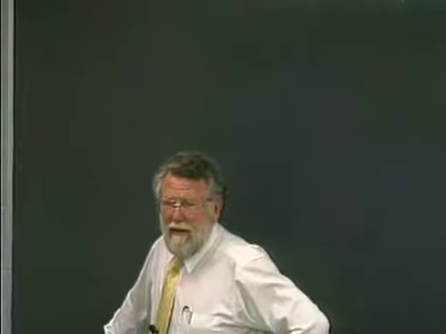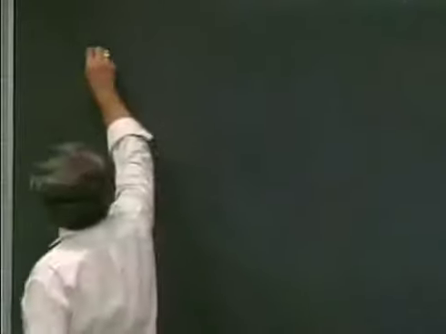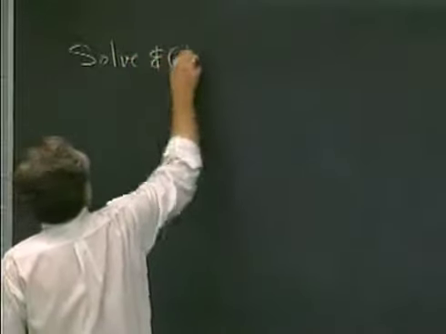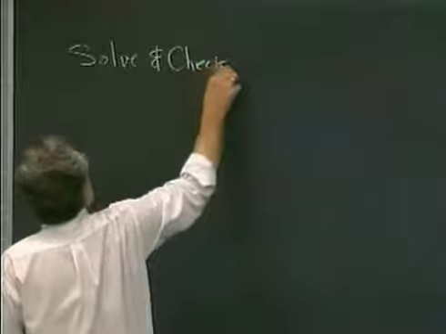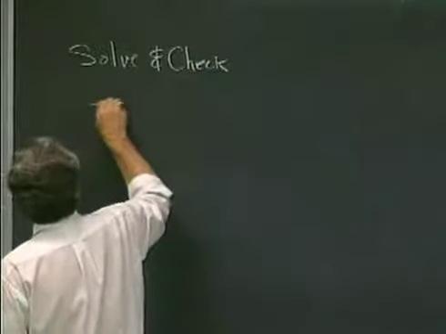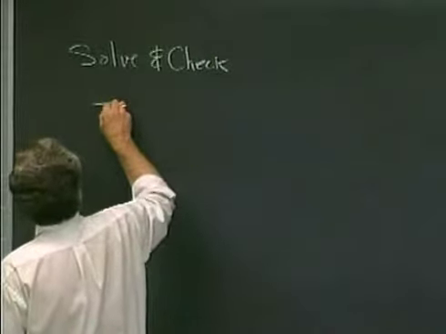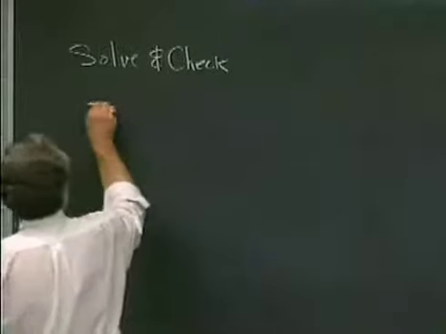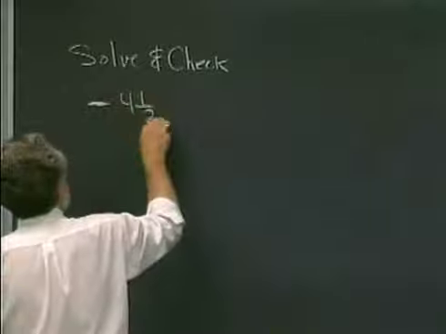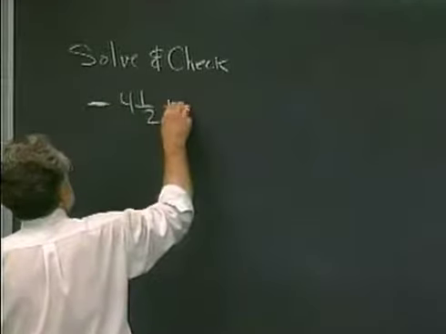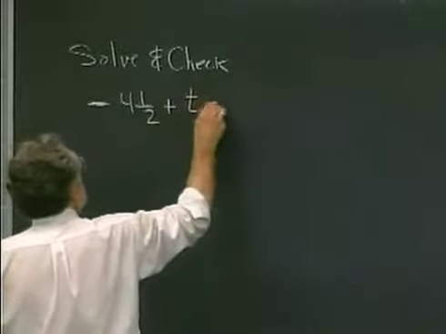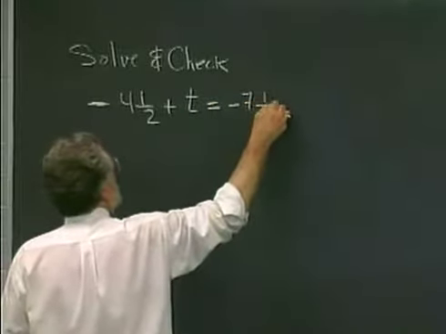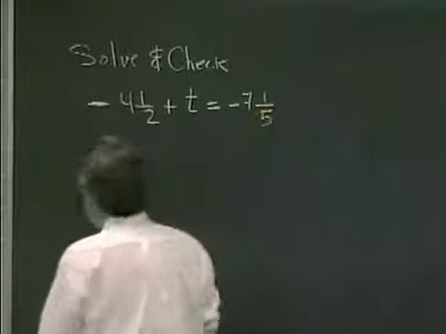Okay, solve and check. Let me get the solve and check written down. I'm not done with that. Okay, now you can go with it. Minus negative 4 1/2. Is it minus negative 4 1/2? No, it's just the negative 4 1/2. Okay, negative 4 1/2 plus t equals negative 7 1/5. 1/5 or 1/6? 1/5. Okay.